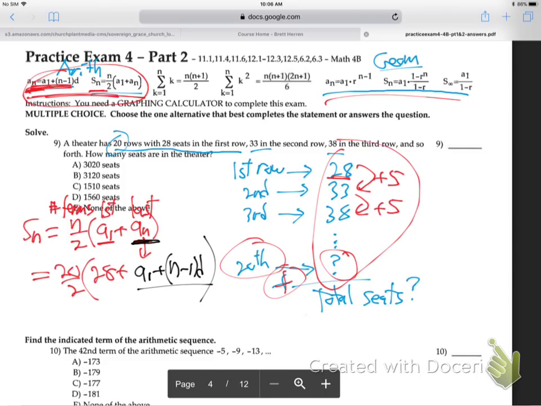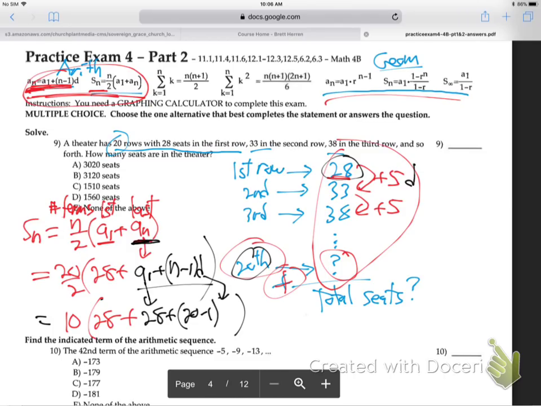This is this. Is that okay? A sub n is that whole formula, isn't it? So what do we have then? This is 10. Let me keep it with the colors here. So this is 10, 28 plus. Okay, now, what's A1? Well, again, that's 28. Plus n minus 1, what's n? 20. D, what's D? 5. It's the jump from term to term.